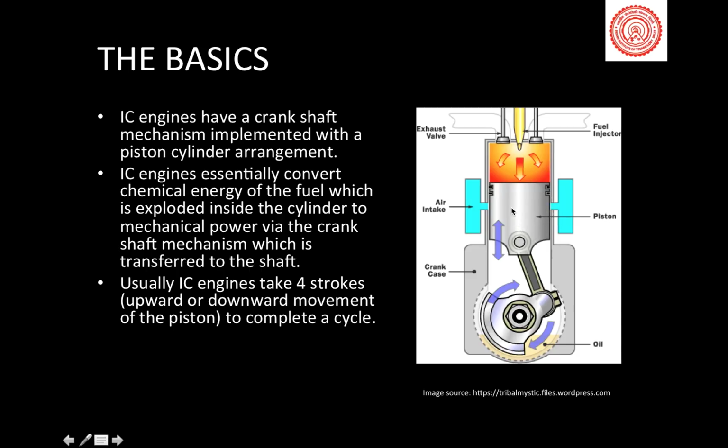What a crankshaft mechanism does is it converts the chemical energy of the fuel, which explodes inside the cylinder and creates a large amount of pressure to force the piston down, and this mechanism essentially converts the oscillatory motion of the piston into rotatory motion, which is in turn transmitted to the load, which can be, say, the tire of the car. Usually IC engines take 4 strokes to complete a cycle, so the entire process of generation of power takes 4 strokes. Strokes refer to the upward or downward movement of the piston.